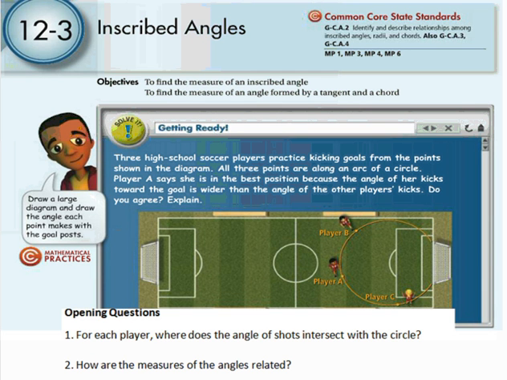Section 12.3, inscribed angles. We have two goals for this section. First goal is to find the measure of an inscribed angle. And the second one is to find the measure of an angle formed by a tangent and a chord. So we are going back to what we learned in the last two sections, tangents and chords. But this new thing is inscribed angles.